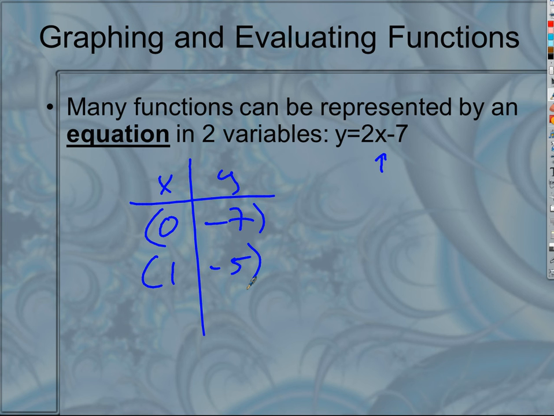If I get enough points on there, I can get an idea what the shape of the graph is, and I can loosely connect them, not with straight lines, but with a nice smooth curve, unless it is a line like this. Now that works, and that's something you could always do if you needed to.